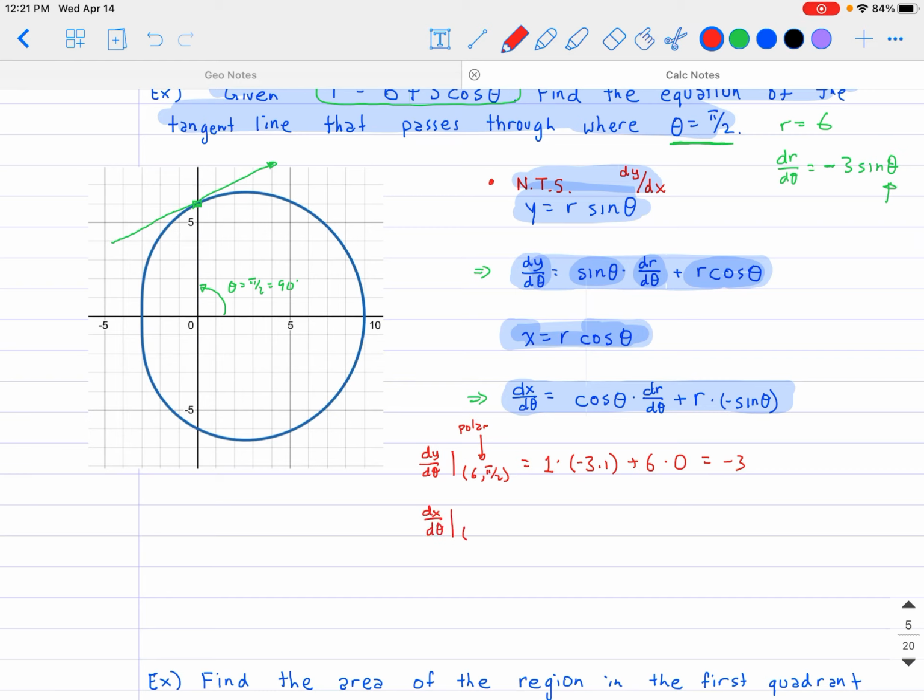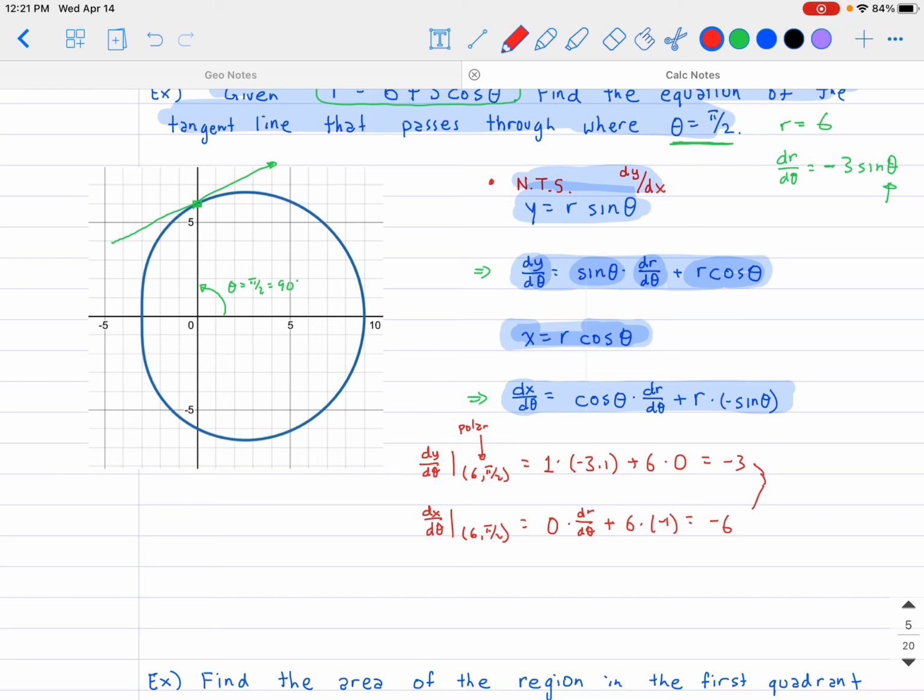Doing exactly the same thing, I plug in that same polar point, 6 comma pi over 2. Numerically, cosine of theta, so cosine of pi over 2, gives me 0. It doesn't matter what dr d theta is, that is just going to be 0 nonetheless. So cosine, 0 multiplied by dr d theta, plus r, which again is equal to 6, multiplied by negative sine of theta, which is negative 1 in this case. So that gives me negative 6.